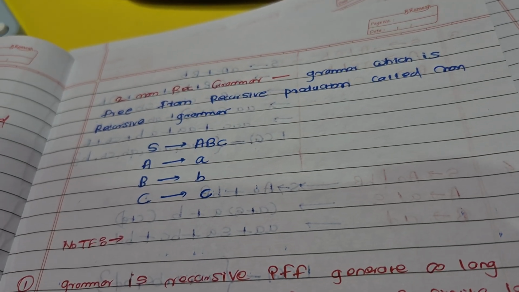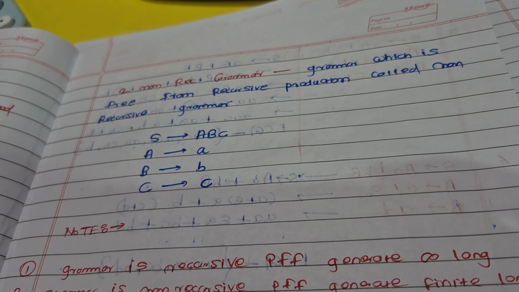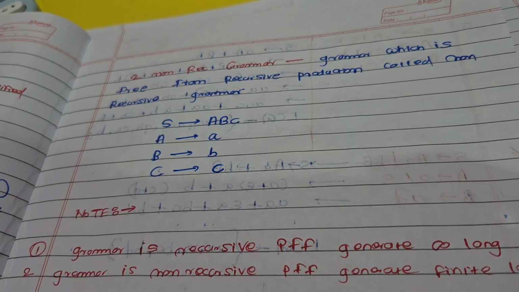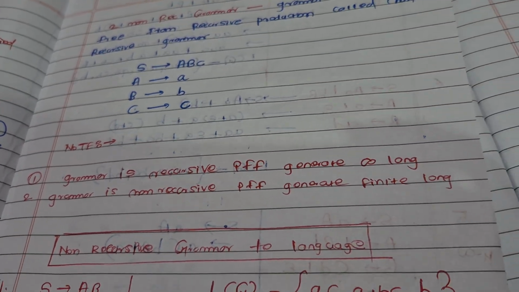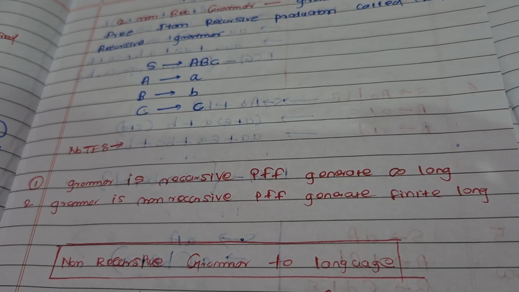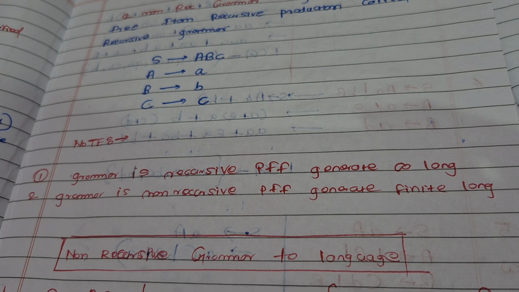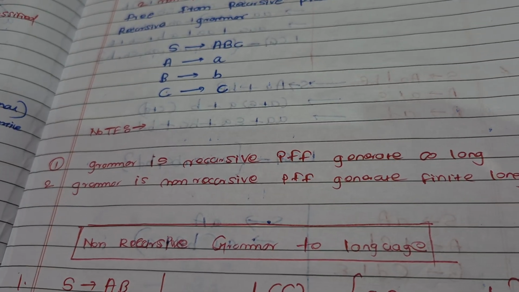So this is recursive grammar: a grammar that contains at least one recursive production is called a recursive grammar. Two, non-recursive grammar: a grammar which is free from recursive production is called non-recursive grammar. You can see nothing is recursive in this. A grammar is recursive if and only if it generates an infinite language. A grammar is non-recursive if and only if it generates a finite language. Non-recursive means not infinite language, finite language.